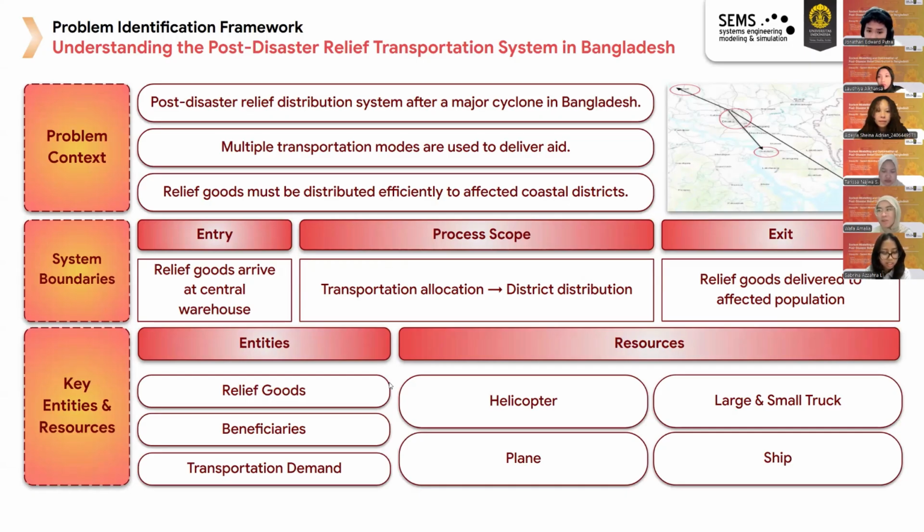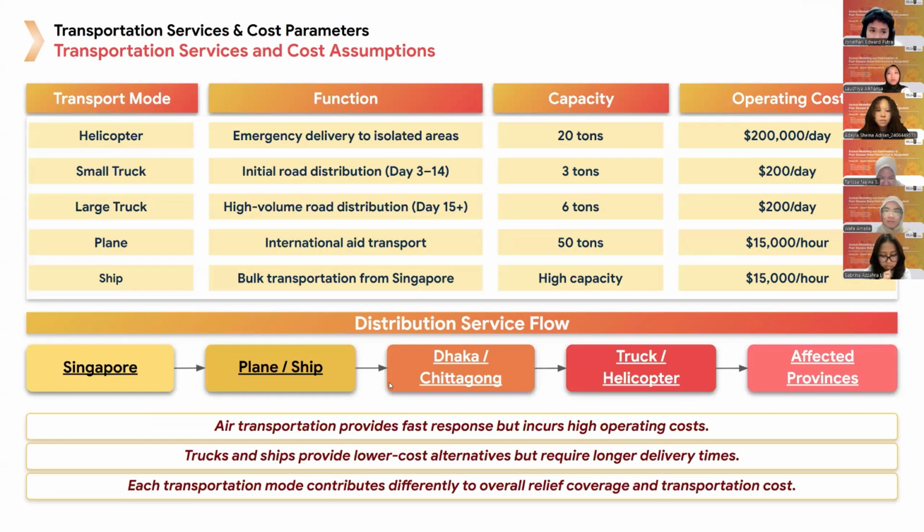This is the process scope about the transportation allocation to district distribution from Singapore. After that, this is the access of relief goods delivered and affected population. And this is the entities of each entities like relief goods, beneficiaries, and transportation demand. About each of the resources is a helicopter, planes, large and small truck, and ship.